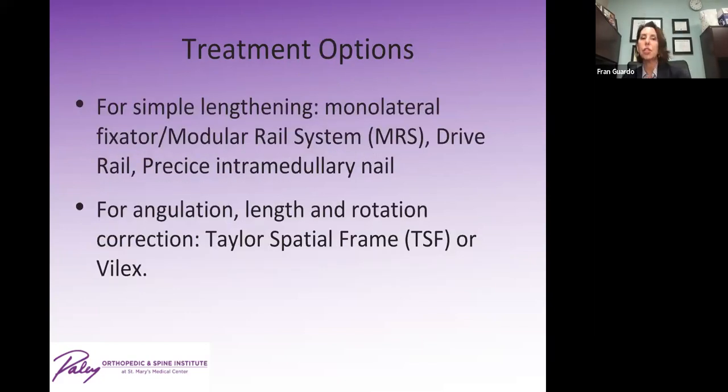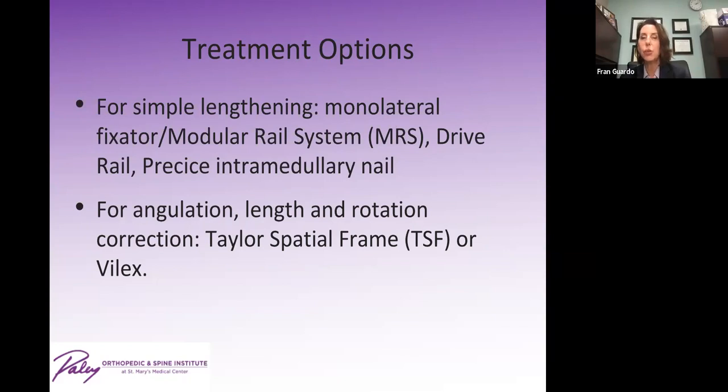The treatment options: for a simple lengthening, you can use an external fixator with a monolateral rail. We used to use the modular rail system, but now we have a newer system called the Drive rail. And then there's also an internal option, the PRECICE intramedullary nail.